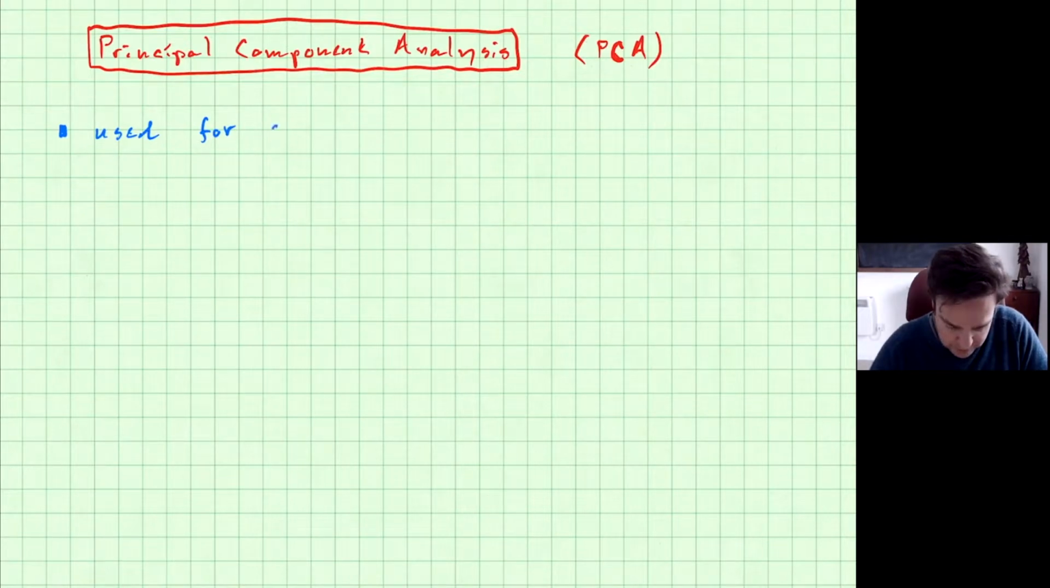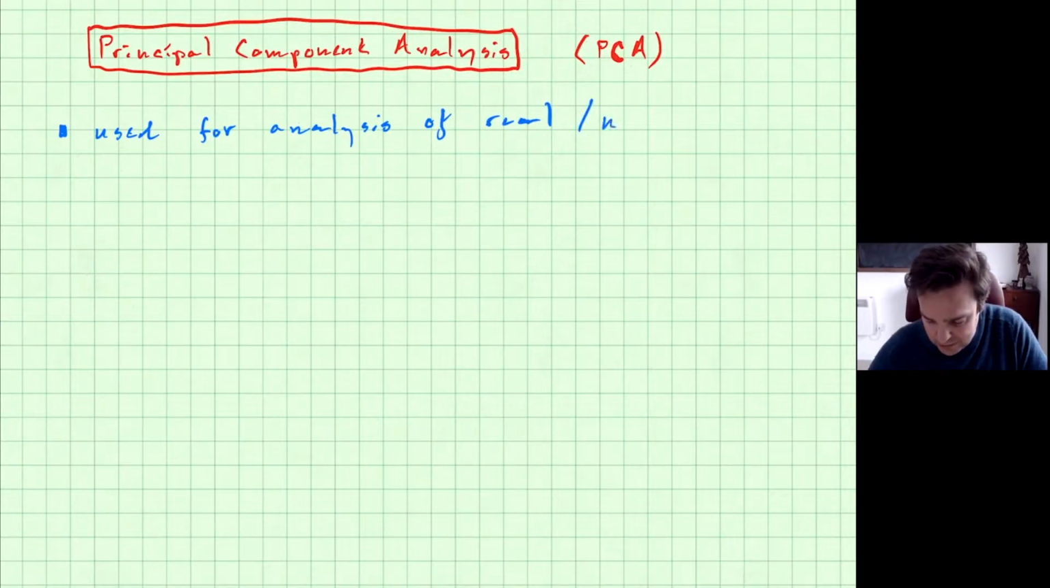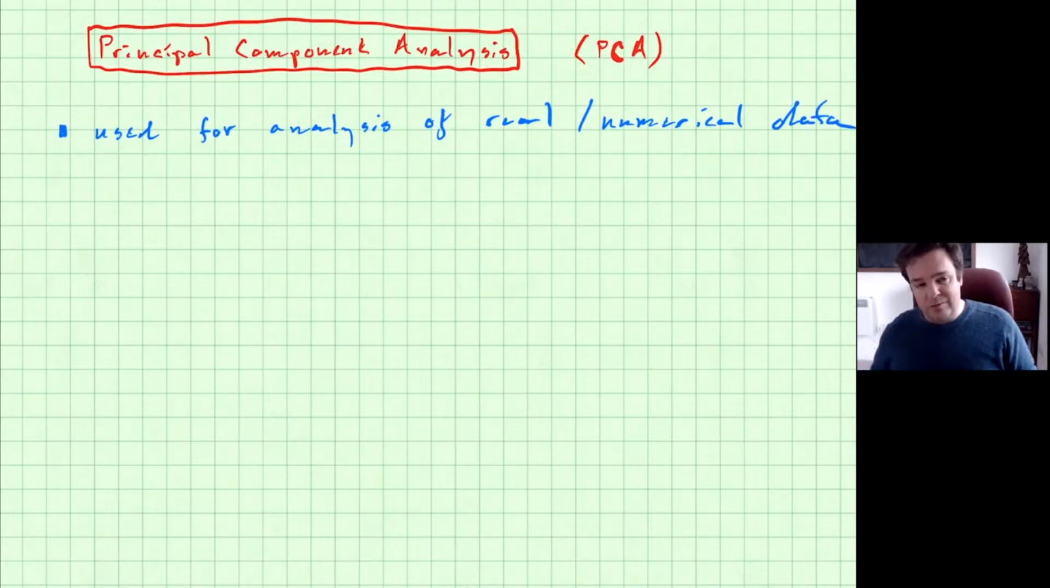So it's used for analysis of real, or if you don't like the word real in the mathematical sense, numerical data. So, for example, it's not so useful if your data consists of which of the following is your mood: happy, hungry, sleepy. Those are not really numerical pieces of information.